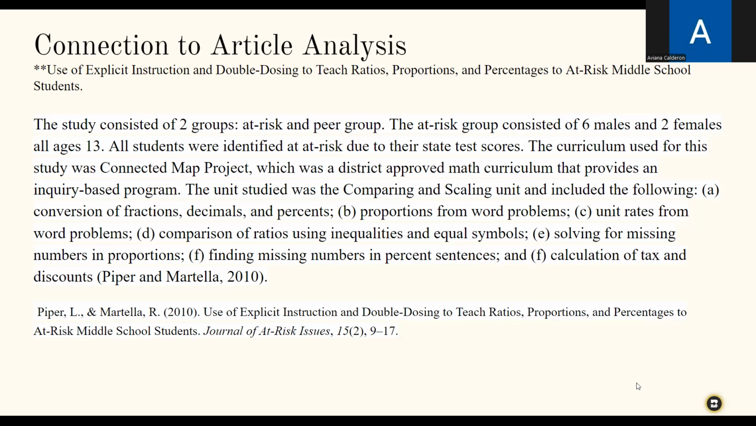This article consisted of two groups. We had an at-risk group and a peer group. The at-risk group consisted of 6 males and 2 females, all age 14. And all of these students were identified to be at risk due to their test scores. The goal of this project was to have an at-risk group and then a non-at-risk group.